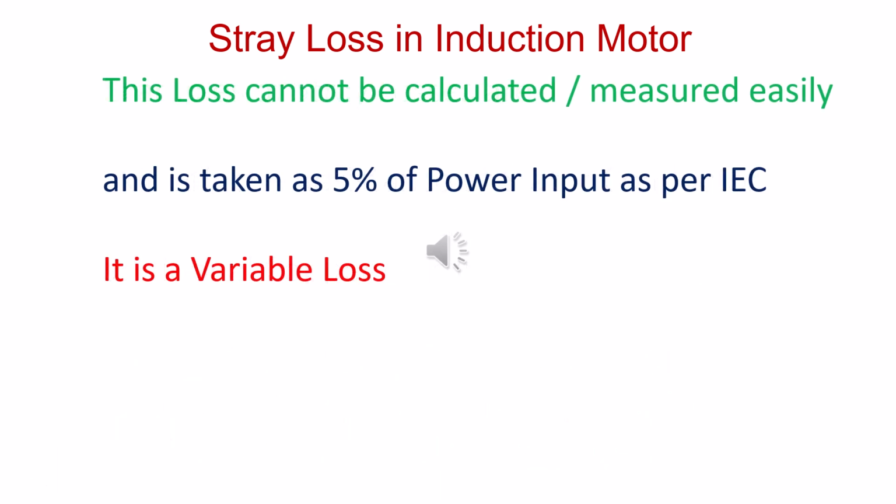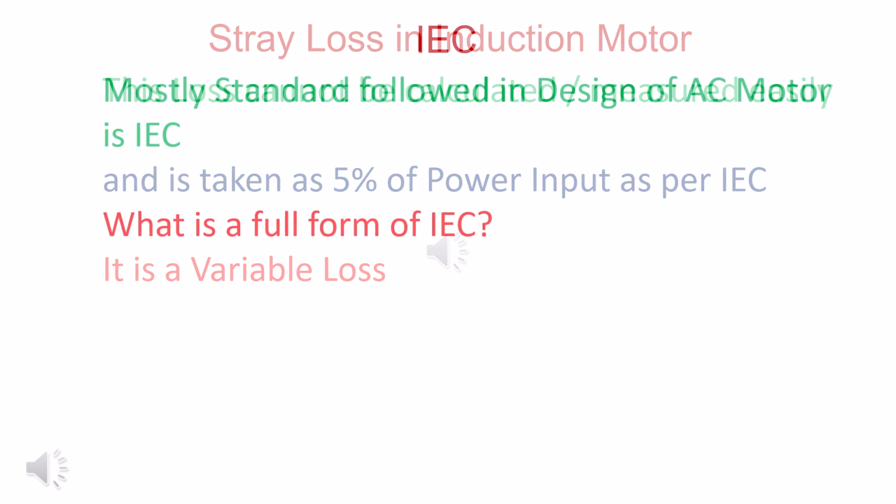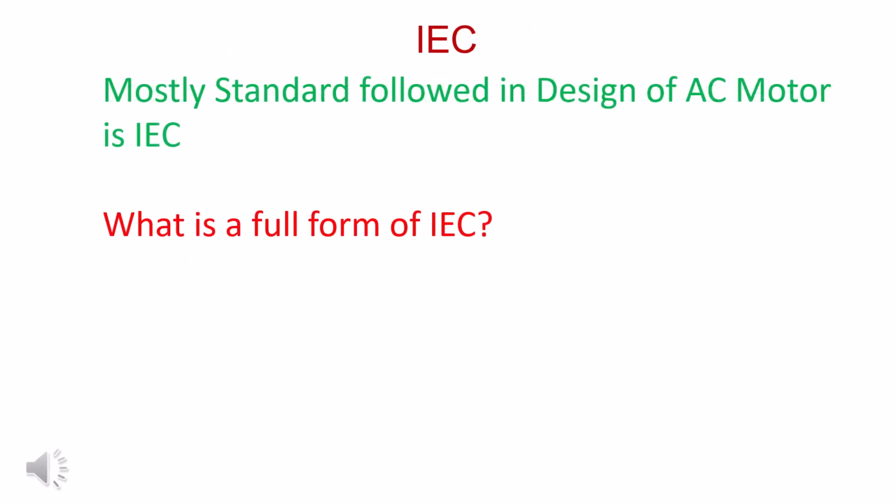This loss cannot be calculated or measured easily and is taken as 5% of power input as per IEC. It is a variable loss. Mostly the standard followed in the design of AC motors is IEC.